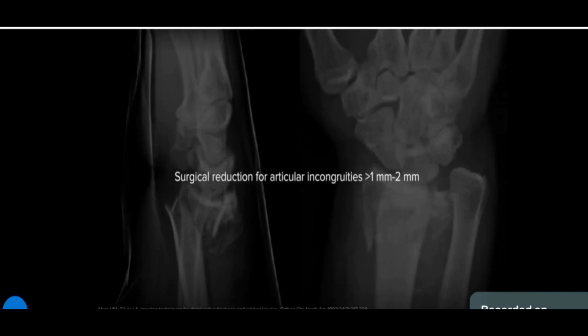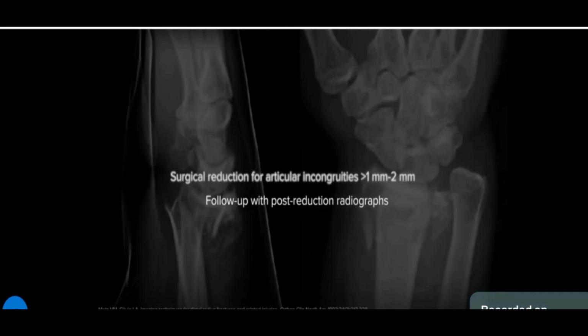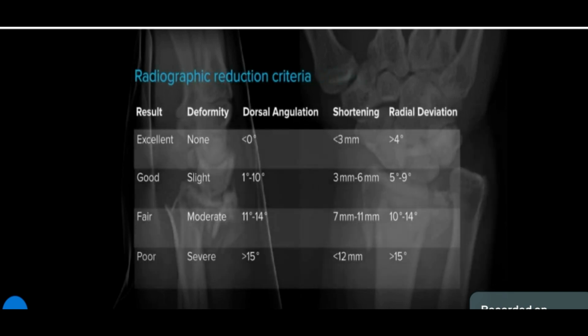Surgical reduction is suggested for articular incongruities greater than 1 to 2 millimeters after closed reduction, followed by post-reduction radiographs for further assessment. To be more specific about grading the result of a distal radius fracture reduction, here is a radiographic reduction criterion chart. This chart outlines reduction and results achieved on a scale from poor to excellent.